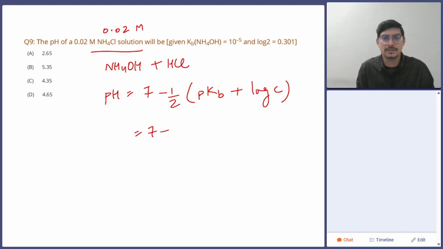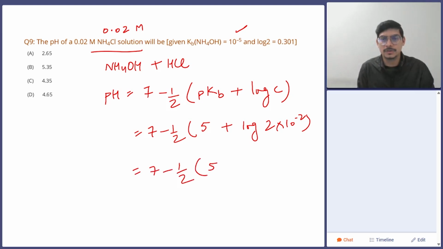So we can substitute the given values. 7 minus half. Kb is 10 to the power minus 5, so pKb is 5, and this is log. Concentration is 2 into 10 raised to the power minus 2. So the rest is simple calculation. Log 2 into 10 to the minus 2 is minus 2 plus log 2, which is given as 0.301. So when you do this calculation, you get the answer to be 5.35. Okay. Moving to the next question.